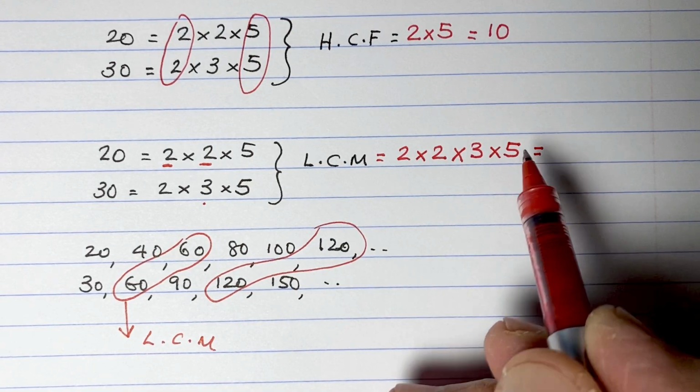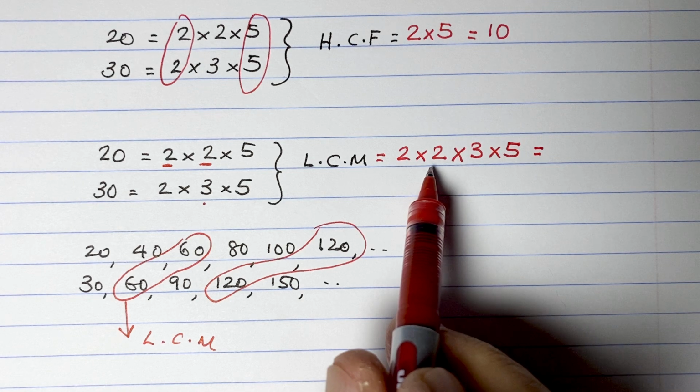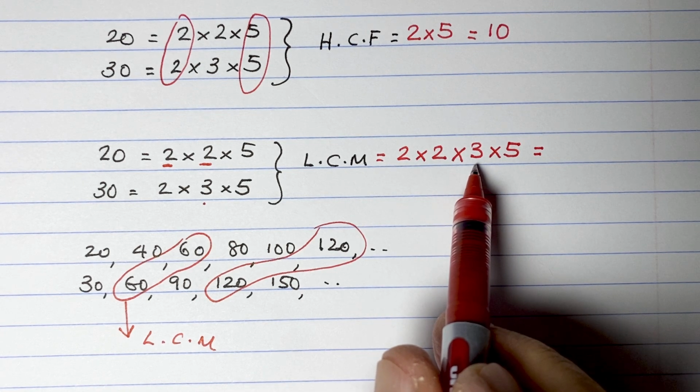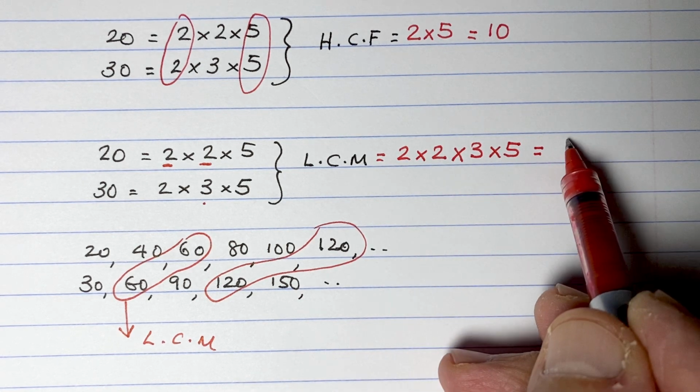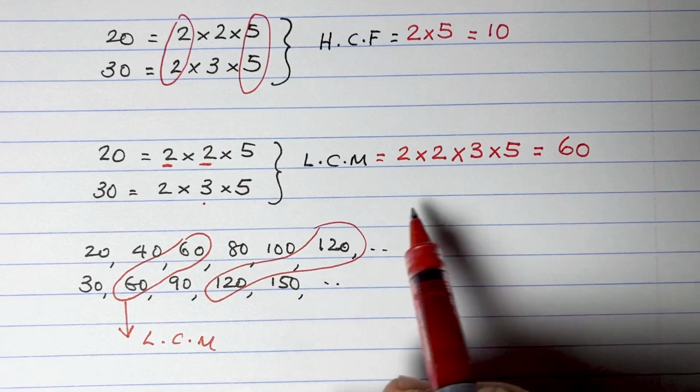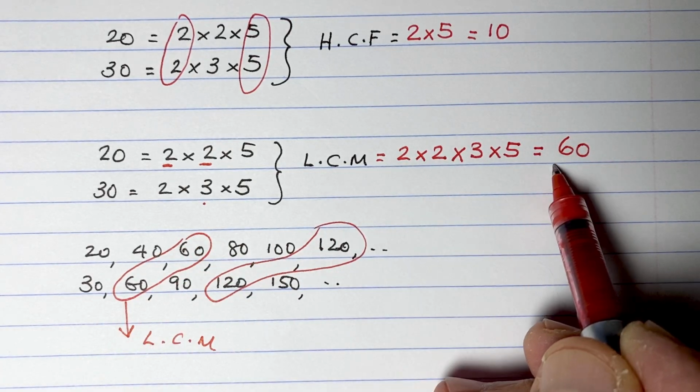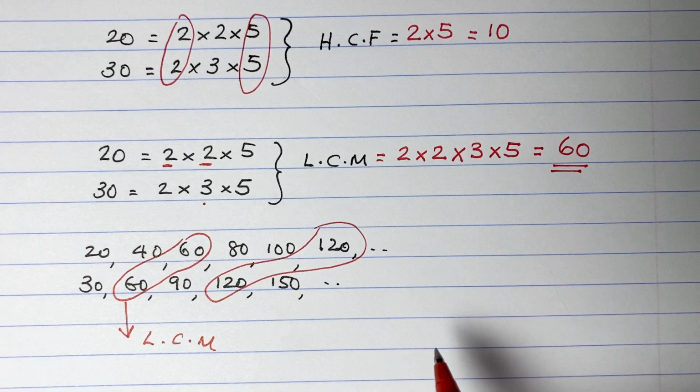And then we work this out. 2 times 2, 4. 4 times 3, 12. And 12 times 5, 60. Which we found here. So 60 is my LCM.